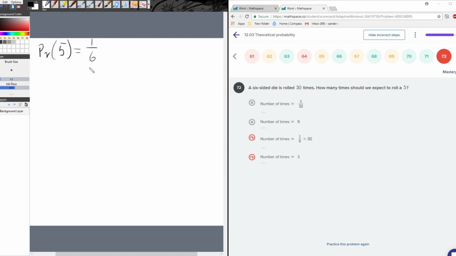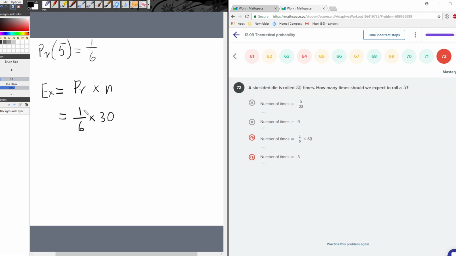Now, in order to find the expected results for any probability question, call it EX, so the expected probability is equal to the probability times the number of times that it happens. So in this question, the chances of getting a 5 is 1 on 6. And how many times does this experiment happen? Well, this experiment happens 30 times. So that means that we would times it by 30.